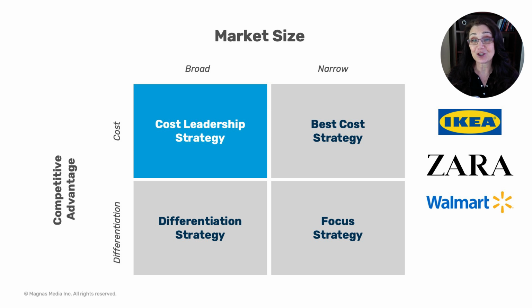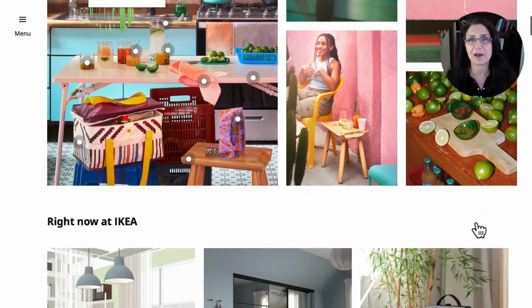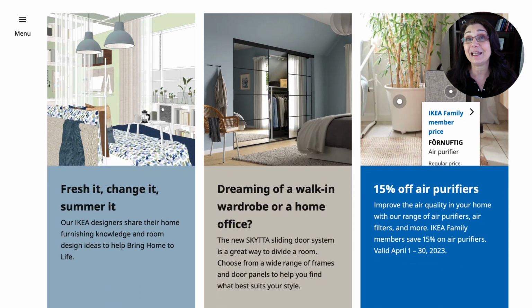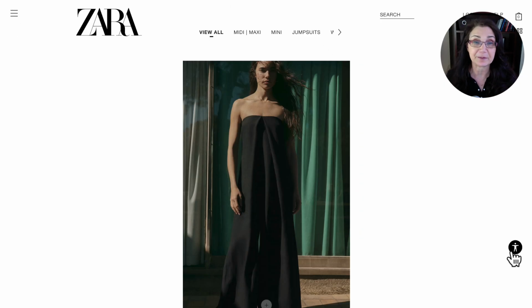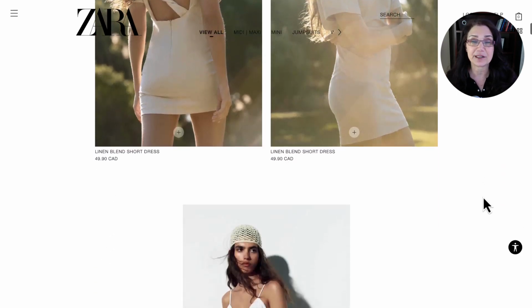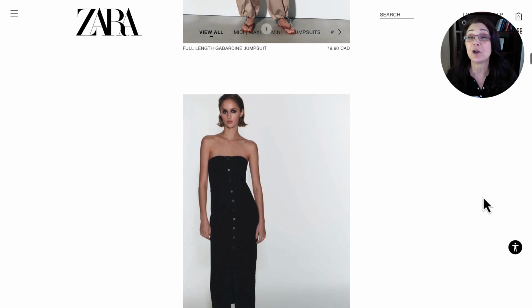Now, cost leadership is when you can provide the best price for a mass production. Think of companies like IKEA, Zara, and Walmart. They're able to provide multiple products and solutions to worldwide audiences and also keep that a low price. So, which means in order for them to stay in that cost leadership category, they're always looking for ways to decrease their production and operation costs.